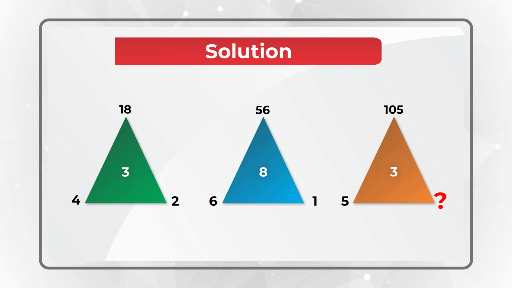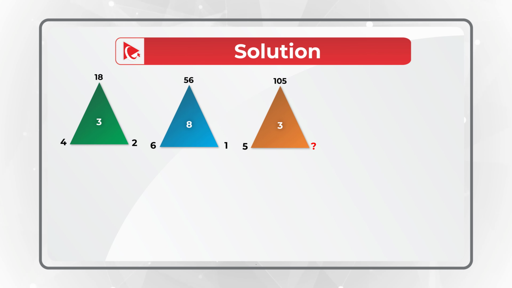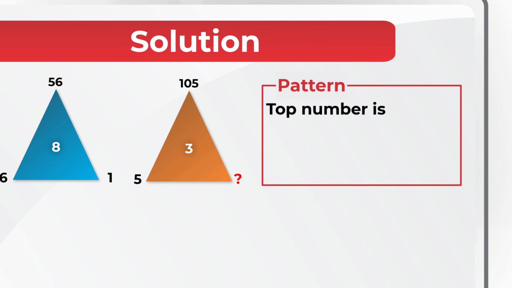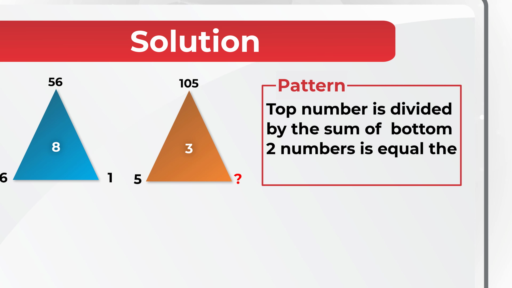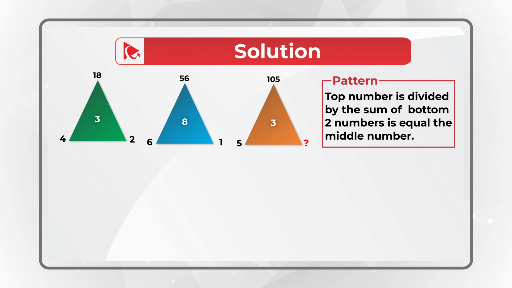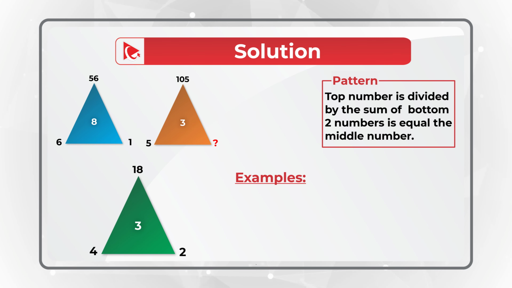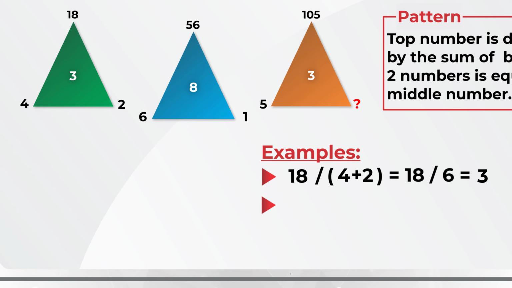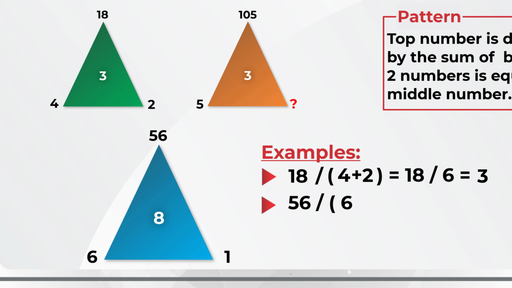One phrase that you hear on this channel the most is always look for patterns. And the pattern here is that the top number divided by the sum of the bottom two numbers on the outside of the triangle is equal to the middle number inside of the triangle. So let's look at the first two examples. 18 divided by 4 plus 2 equals 18 divided by 6 equals 3. In the second triangle, 56 divided by 6 plus 1 equals 56 divided by 7 and equals 8.